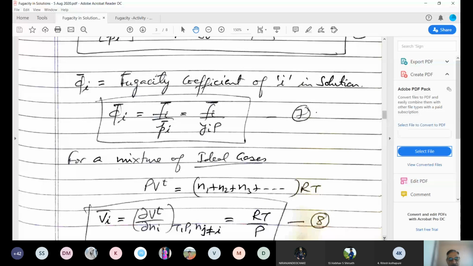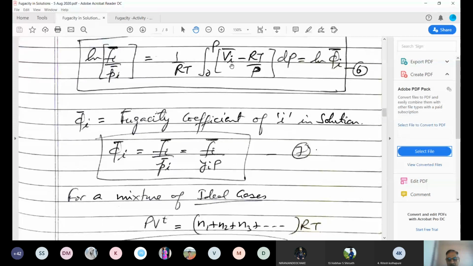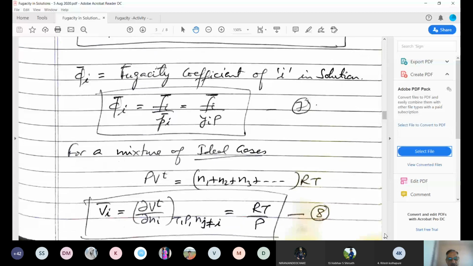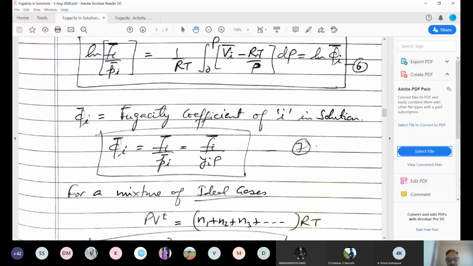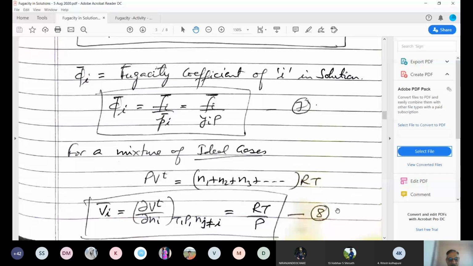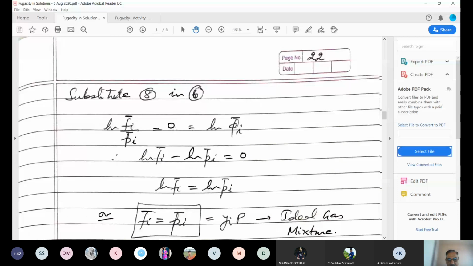ठीक है? Any questions on 8? No. Okay. Let's go. We have to substitute this one in this equation now. तो क्या मिलेगा हमारे को? Substitute 8 and 6. What you get is right hand side is 0, because VI bar is equal to RT by P, so this becomes 0. So what you'll get is double ln Fi bar by Pi bar is equal to 0. So ln of Fi bar by Pi bar is equal to 0. So the right hand side is Vi by RT minus Vi by RT.